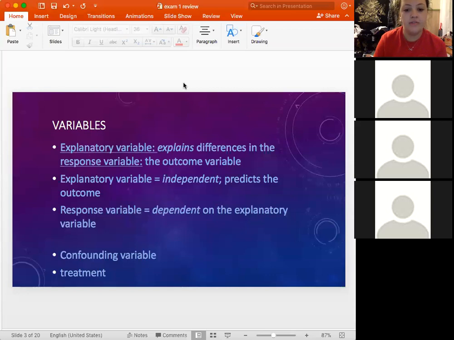And then lastly, the treatment is what we talk about in experiments, which we'll talk about a little bit later. That's just talking about if we were to impose some sort of treatment on our subjects, that means it's an experiment where we're trying to change something about them and then study what happens when we make that change.